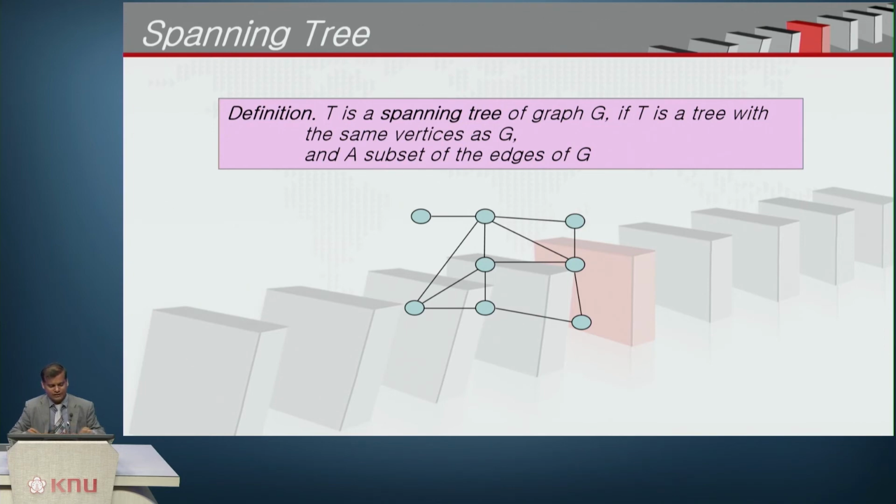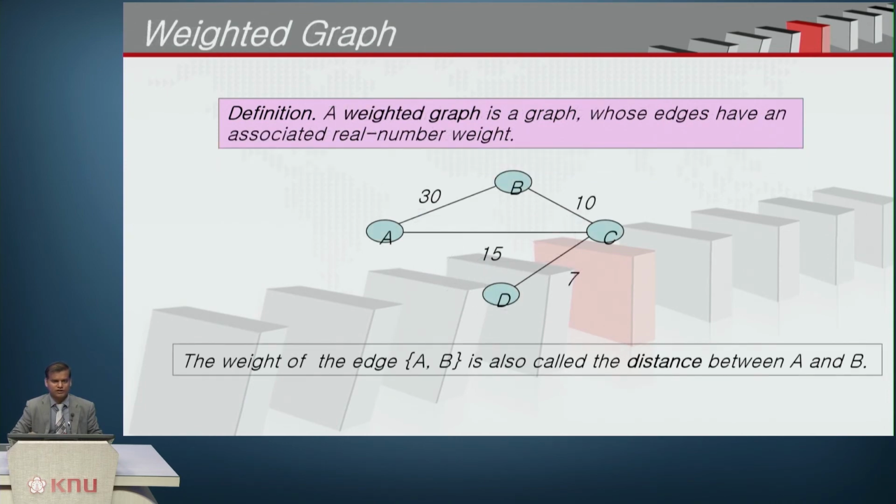Then comes the definition of the spanning tree. T is a spanning tree of G if T is a tree with the same vertices as G and a subset of the edges of G. Let's consider what it is in general.